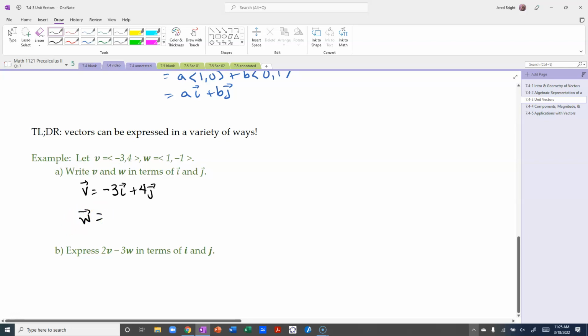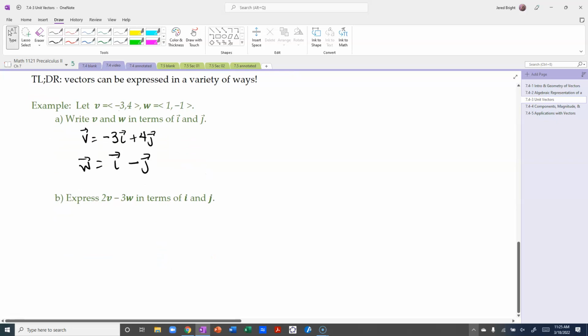Try it, and then resume the video when you're ready. It should be i minus j. If you have ones in front of there, that's fine. And then lastly, express 2v minus 3w in terms of i and j. I and j notation seems like a lot of writing to me, so I tend to use it only if I have to.